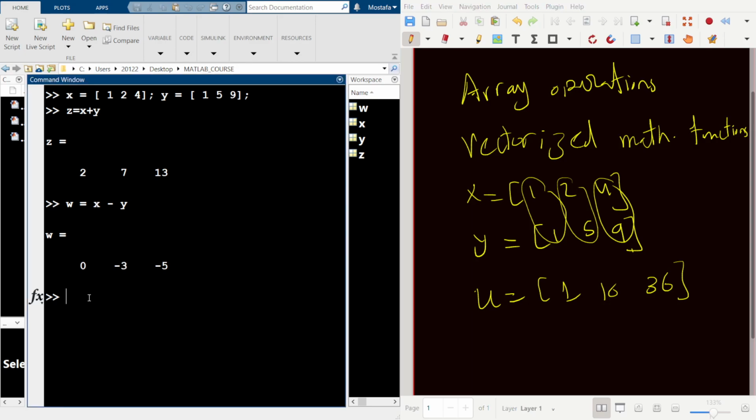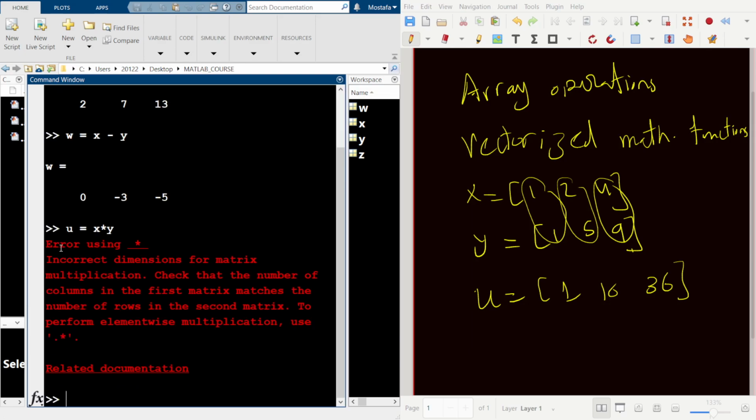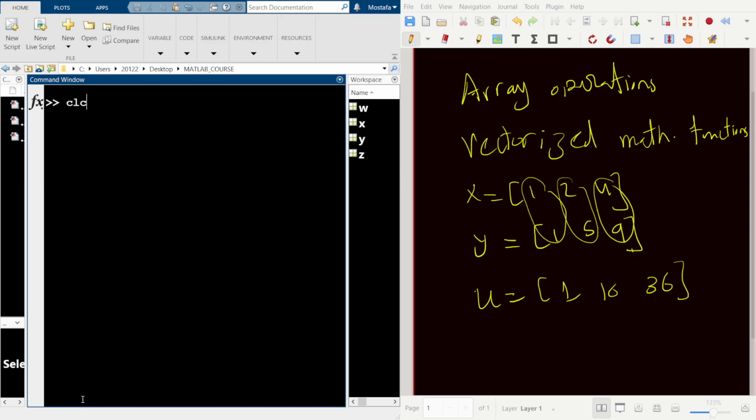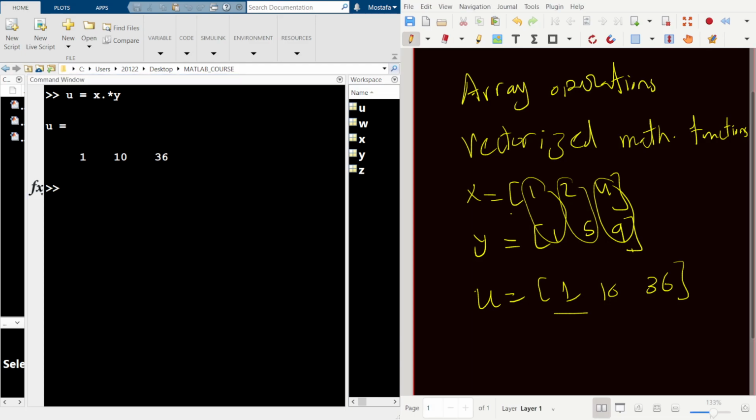Unfortunately, let's try to do this by writing naively x times y. MATLAB will start complaining and telling you there is an error using the multiplication operator. There is a lengthy message here, which we can read, of course, and learn something out of it. But the conclusion is that to perform element-wise multiplication, one needs to use dot and then the multiplication sign. So let's first solve the problem using MATLAB's recommendation and then explain why this is the case. So MATLAB is asking me to do a dot here. So x dot multiplication y. And let's test this. Yes, it gives us the result that we expected here, which is 1, 10, and 36.